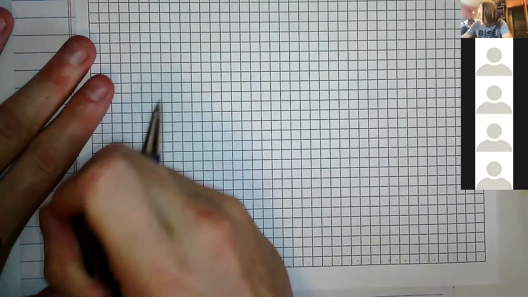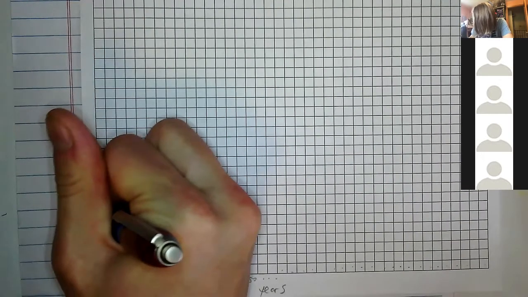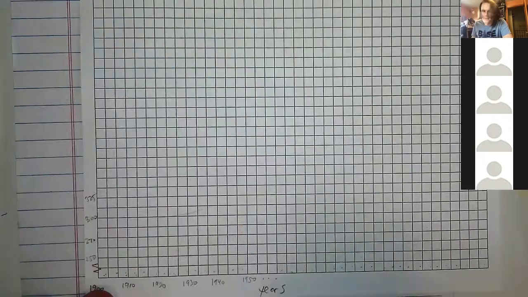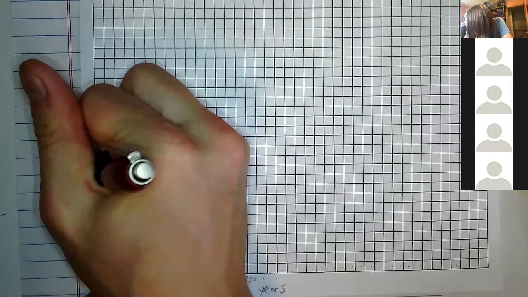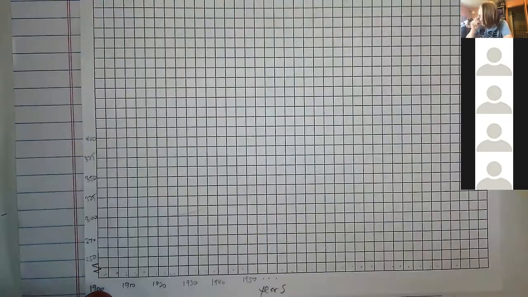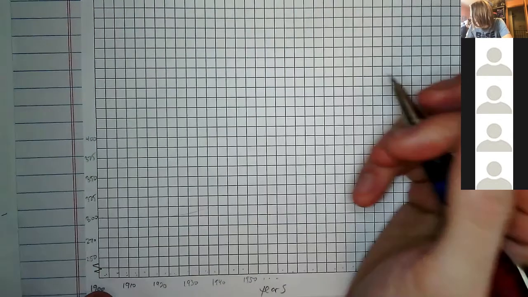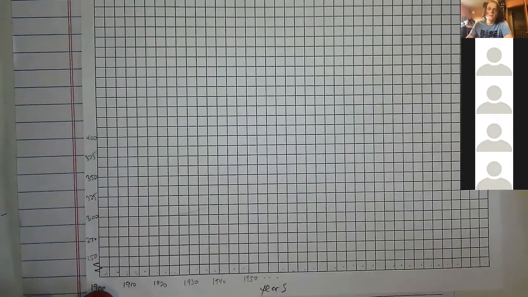Maybe I will do 25 every 2. So 275, 300, 325. That looks a little better. 350, 375, 400. And these are thousands of people. It's still gonna be really tiny, but that's okay, you understand. Try to make it the full page.